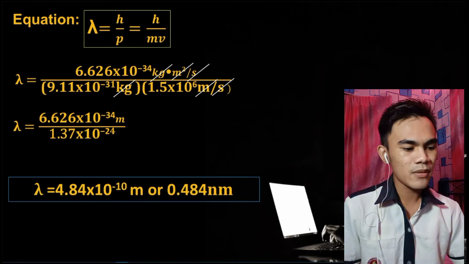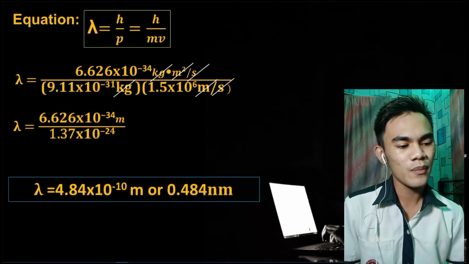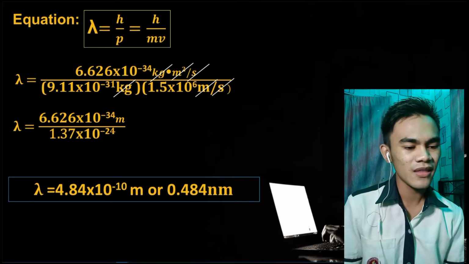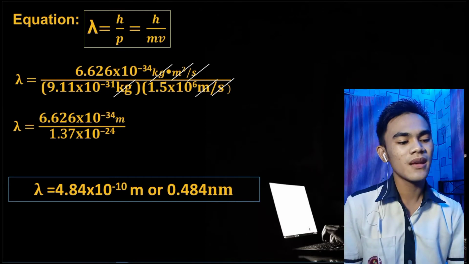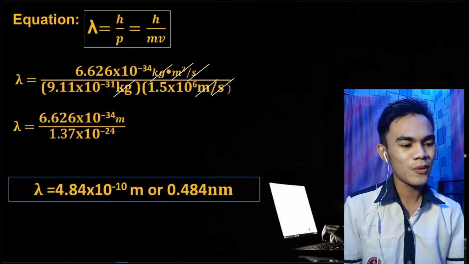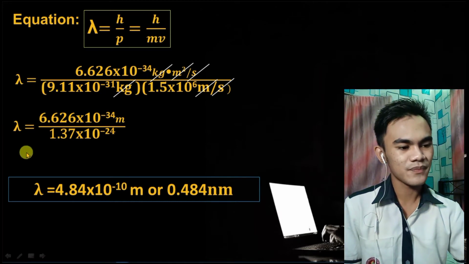And since our problem is to find the wavelength in nanometers, we convert from meters to nanometers, which is equal to 0.484 nanometer. So this is now our wavelength.